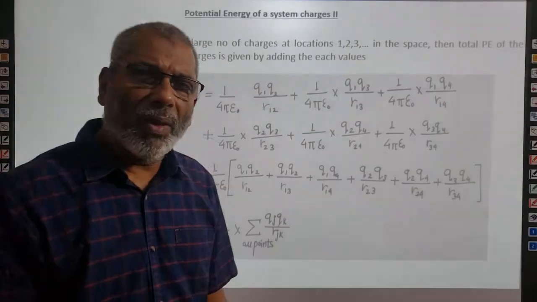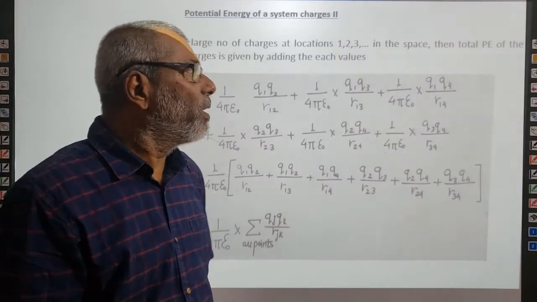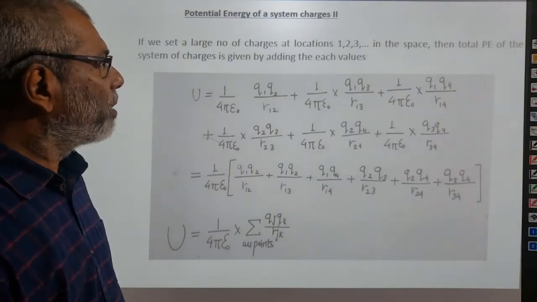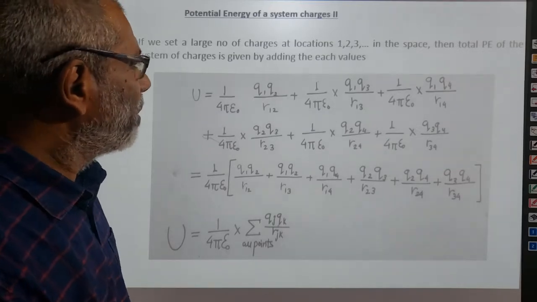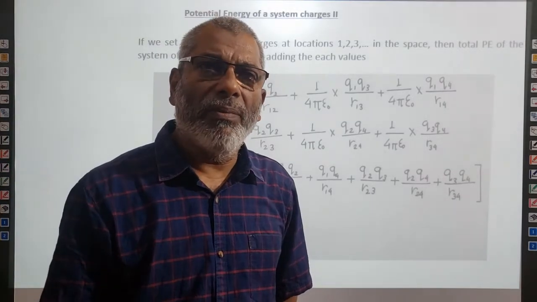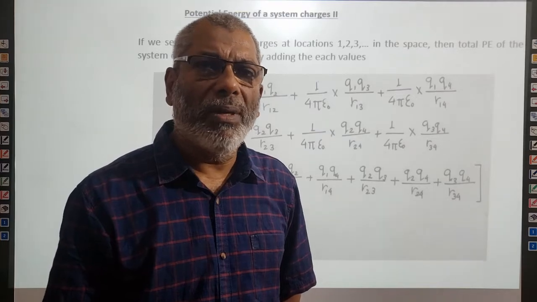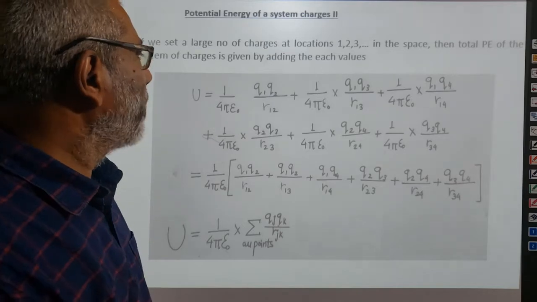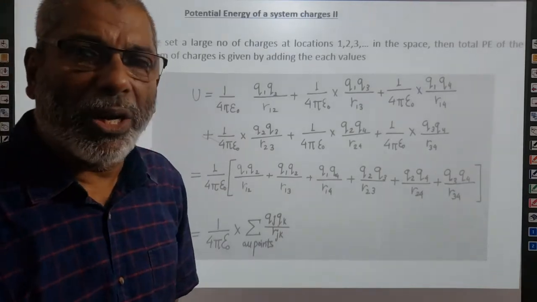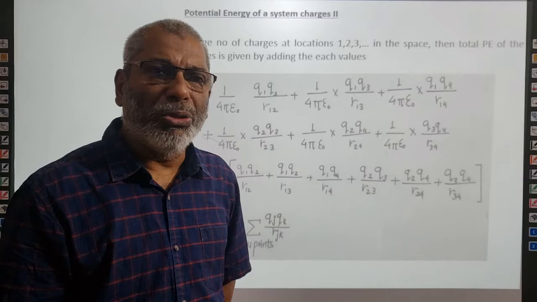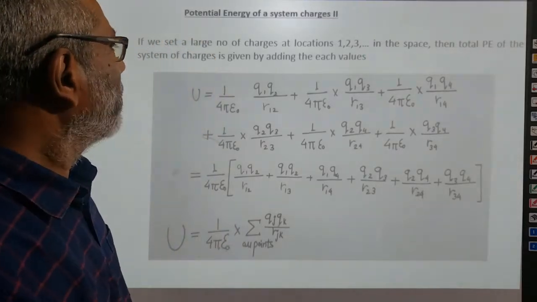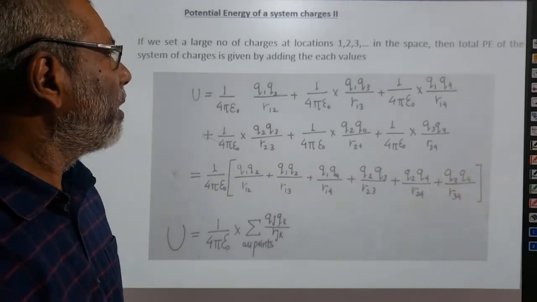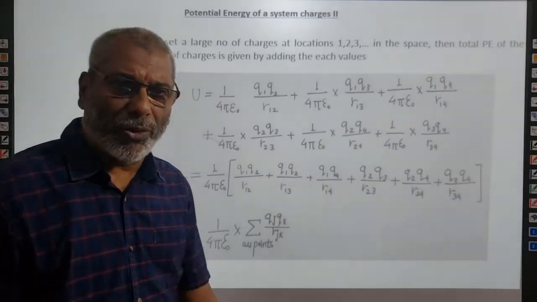Further again, we are going to explain the potential energy of a system of charges. In this case, we are going to explain when there are several charges located at different points in space, like Q1, Q2, Q3, etc., at locations 1, 2, 3, etc. The total potential energy of the system of these charges is given by adding each of the values.